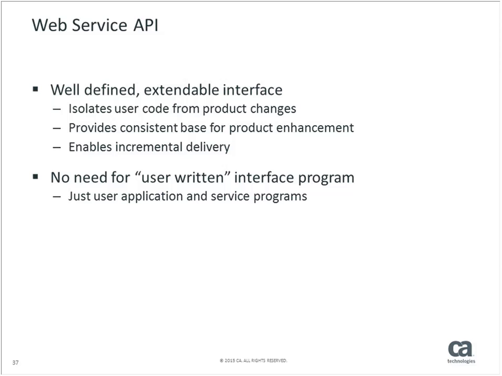So we've built a well-defined, extendable interface that will isolate user code from our product changes. The code that we've delivered now, we had sample programs, but they were a little bit more sensitive to changes that we might make as we enhance the product. So by defining a standard API that will completely isolate applications from the enhancements we develop, we'll deliver this incrementally in our process as we have already in release 19. This also means there'll be no need for a user-written interface program. There will be just user application and service programs.